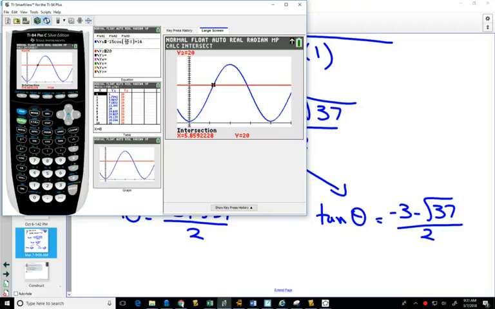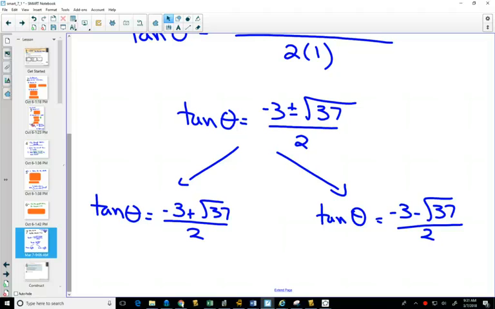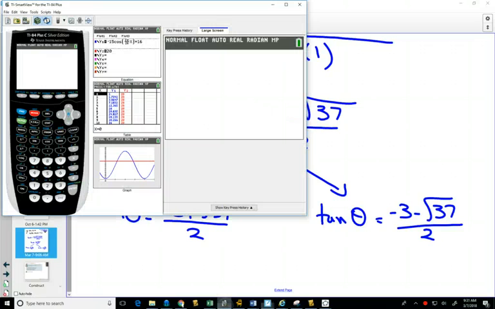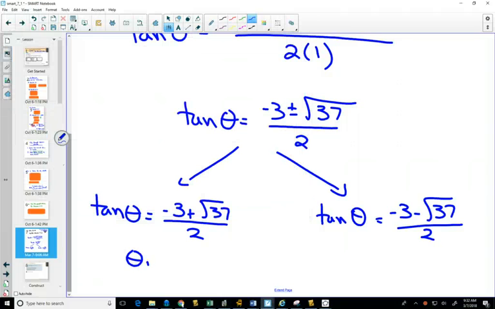So when I go to my calculator here, on the left-hand side, I need to recognize that negative 3 plus the square root of 37 is positive. So when I go tan inverse of negative 3 plus the square root of 37 divided by 2, I get a reference angle of 0.995.